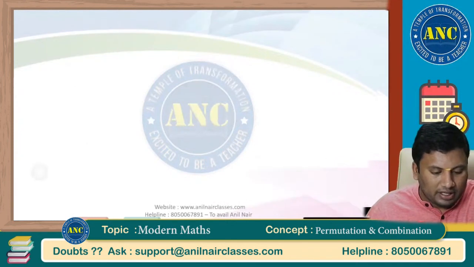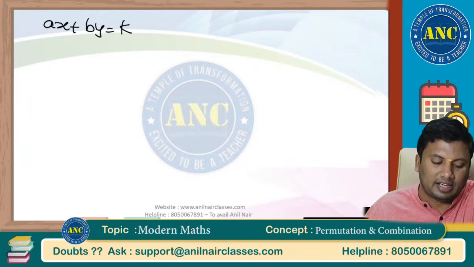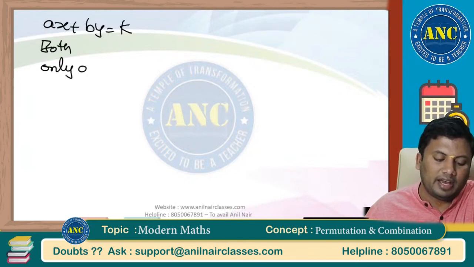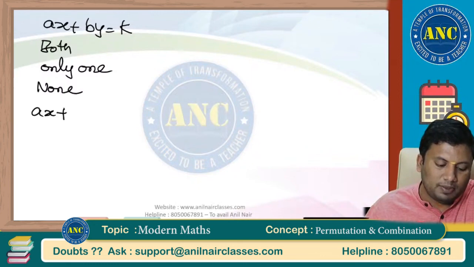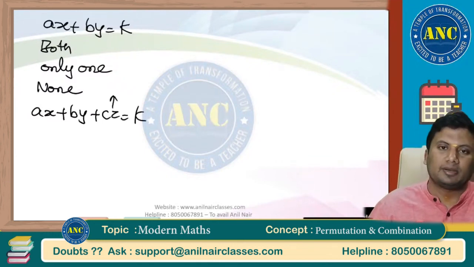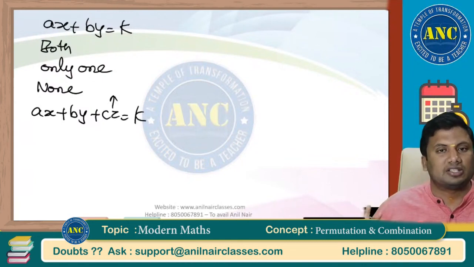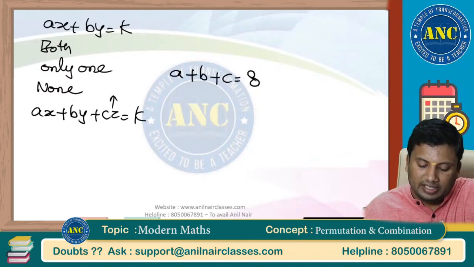So we have discussed all the possible cases where ax plus by equivalent to k: a and b are both factors of the constant; only one of a, b is a factor of the constant; none of them is a factor of the constant. Next one, ax plus by plus cz equivalent to k: putting the values of z and finding the values of ax plus by. I discussed all these concepts because I discussed this question in my previous classes.